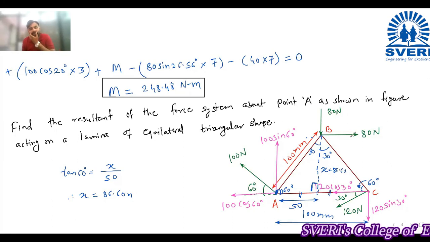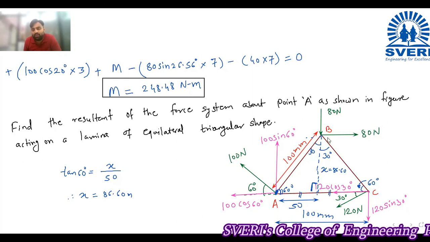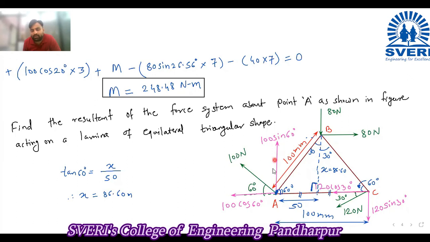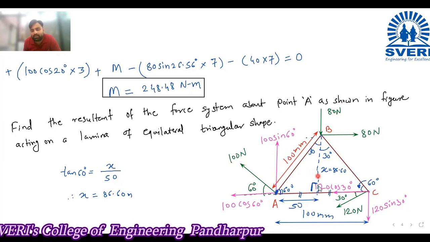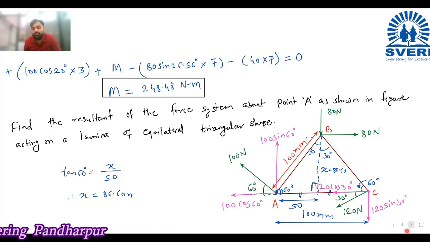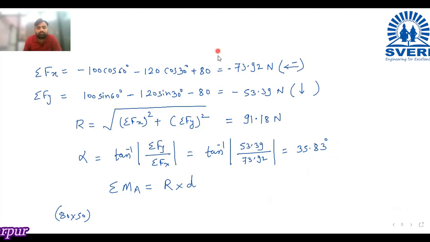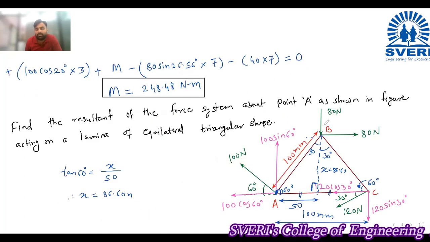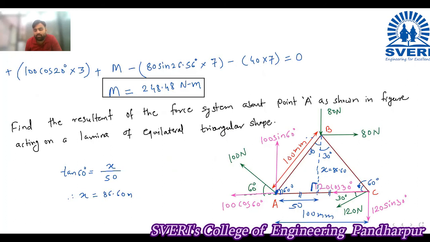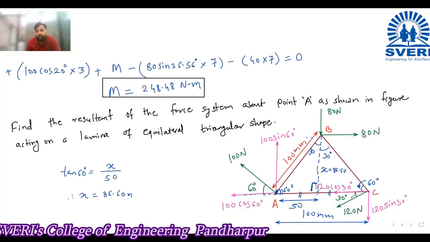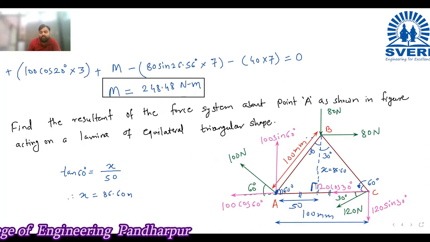86.6. Okay, so this 80 Newton force, the distance of this 80 Newton force from point A, the vertical distance, this is the distance. This is 86.60. 80 into 86.60. Now it is plus or minus, so it is moving in the clockwise direction, so this is plus.